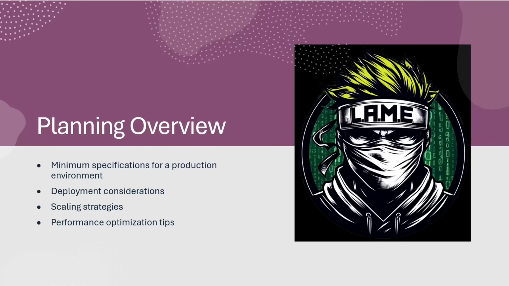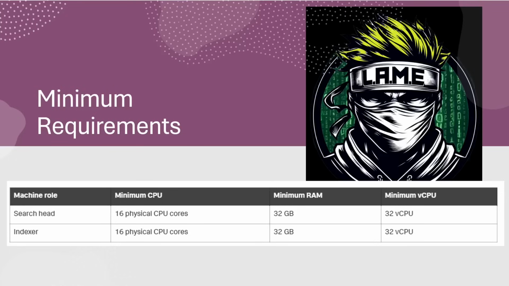Let's get planning. All right, first things first. What are the minimum requirements to run Splunk Enterprise Security in a production environment? According to the documentation on Splunk Docs, these specifications apply to a single instance deployment and also to search head cluster peers. What does it say about the minimum system and hardware requirements?